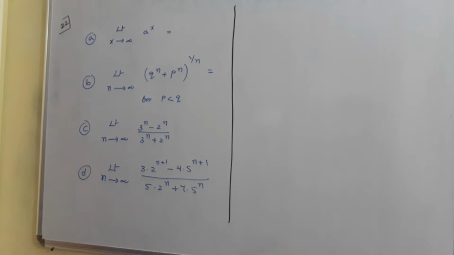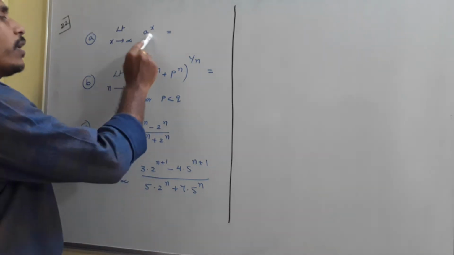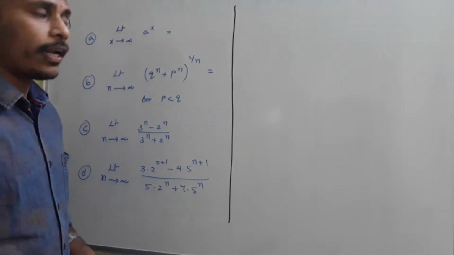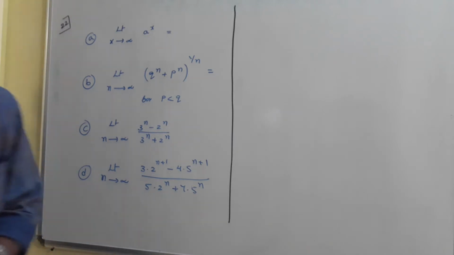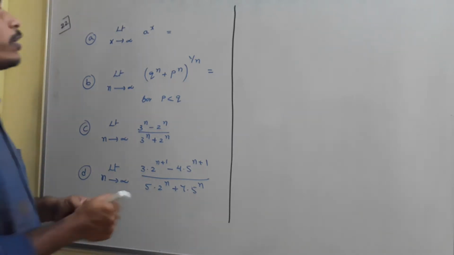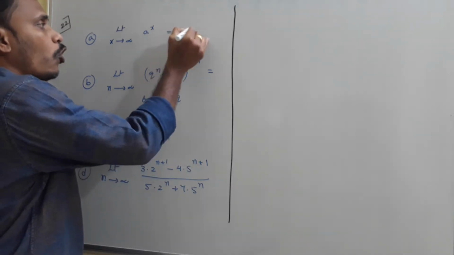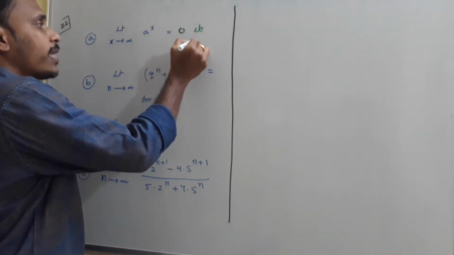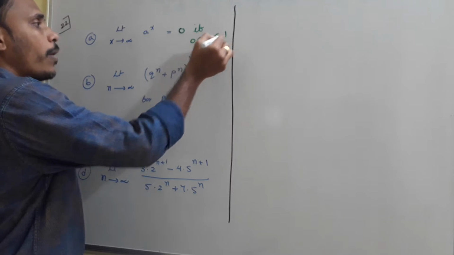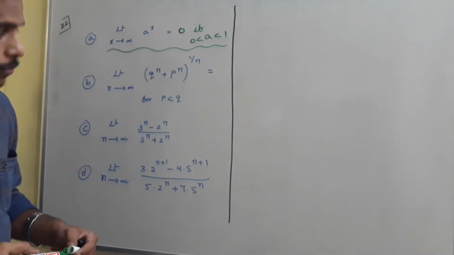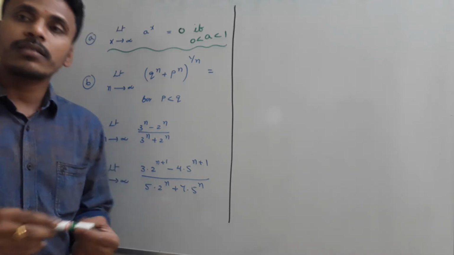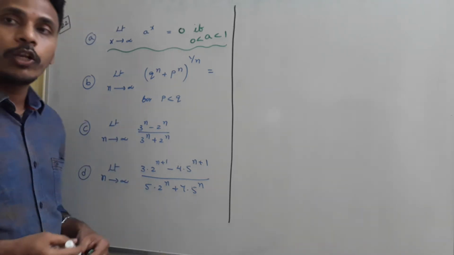So just now we discussed that limit x tends to infinity a power x is different depending on the values of a. But among those, one important thing is limit x tends to infinity a power x is 0 if 0 is less than a is less than 1. Among all those discussions, this is somewhat more helpful in solving different problems. Okay? If the base is in between 0 and 1, then its limit value is 0.